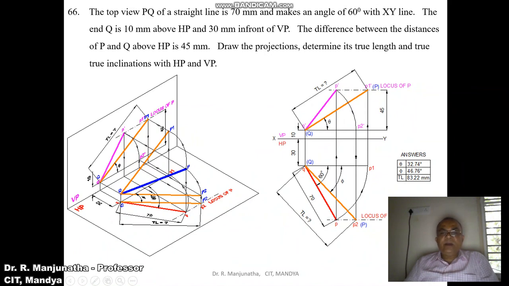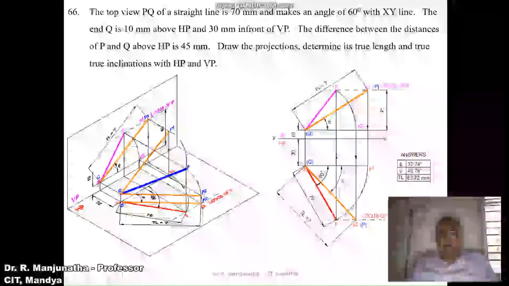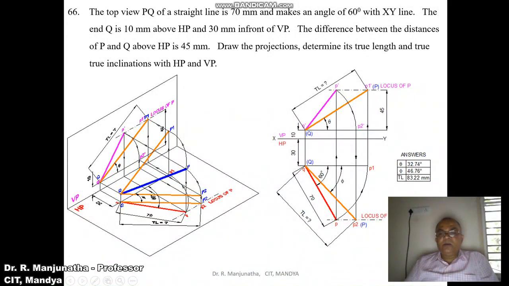Then join QP with a dark line. So this is going to be the top view. Once you get the point P, draw through P a horizontal dash-dot line and mark this as the locus of P in the top view.